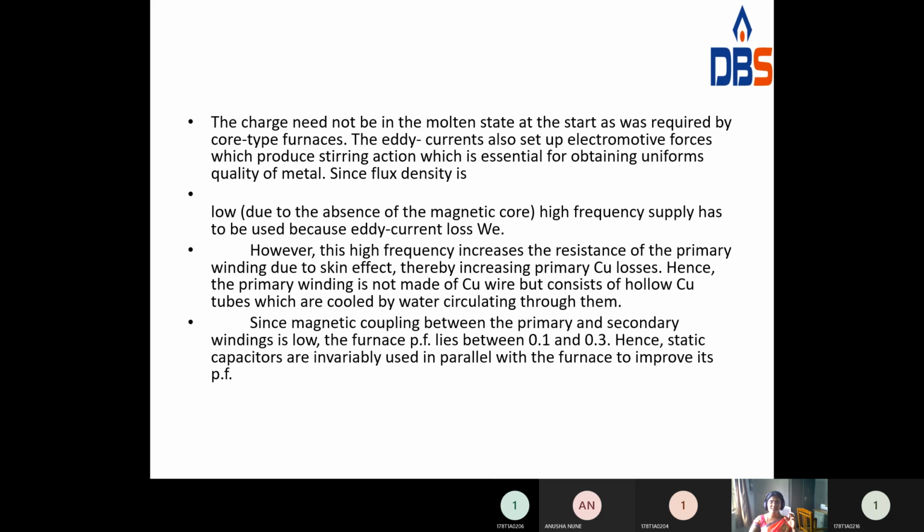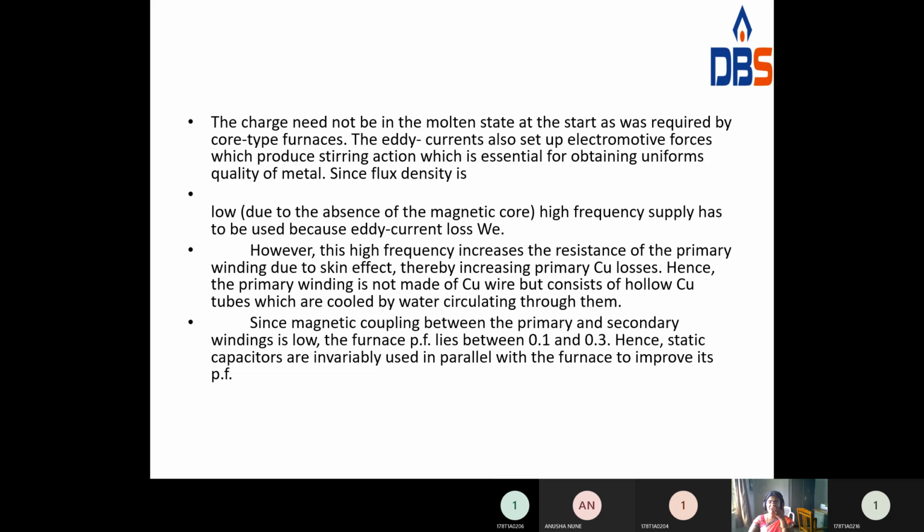Here the flux density is low because there is no magnetic core, so a high frequency supply is used. Whenever you use the high frequency supply, eddy currents are produced, because eddy current is directly proportional to the frequency squared. So whenever the frequency increases, the eddy current also increases. However, this frequency increase raises the resistance of the primary winding due to skin effect, thereby increasing the primary copper losses.